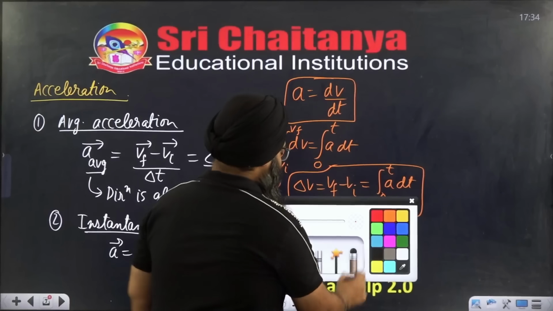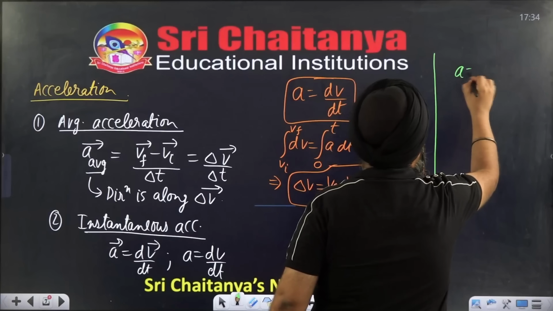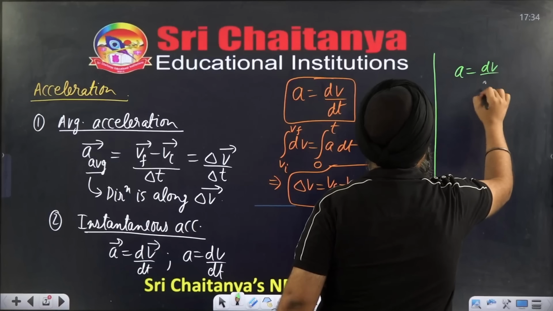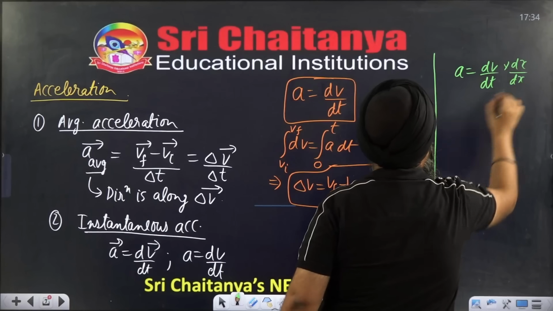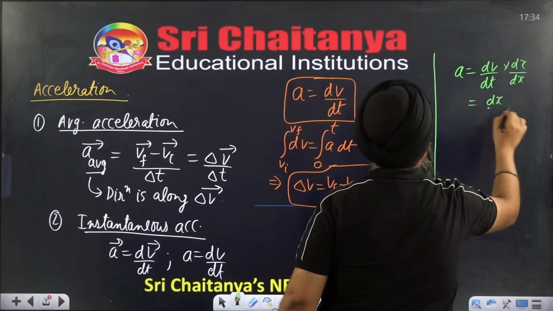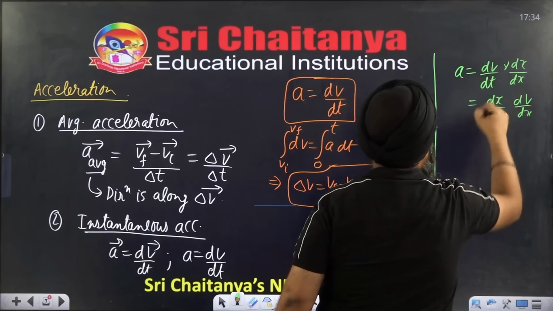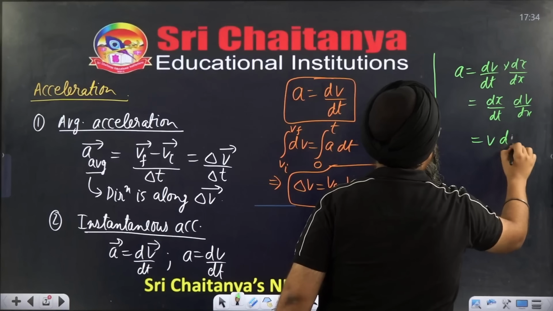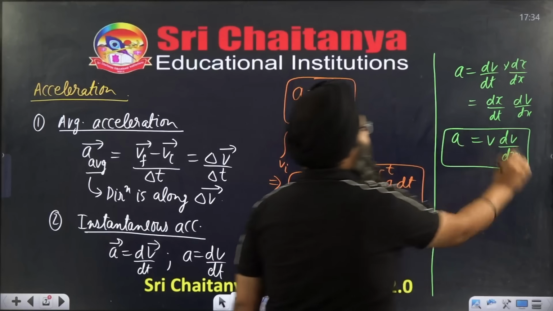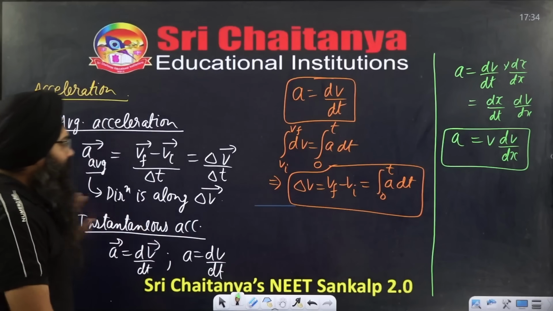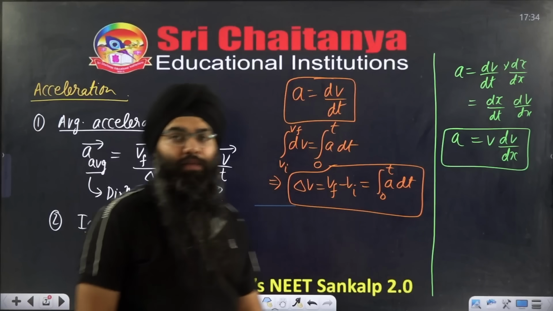There is one more result for acceleration which you need to remember. a can also be written as, see, we know that it is dv by dt. Let us multiply it with dx and divide it by dx. So what will we write? We will write dx by dt multiplied by dv by dx. dx by dt is nothing but velocity. So we can write acceleration in one more format, that is a is equal to v dv by dx. So all these results are important and the questions can almost be framed from all these results.